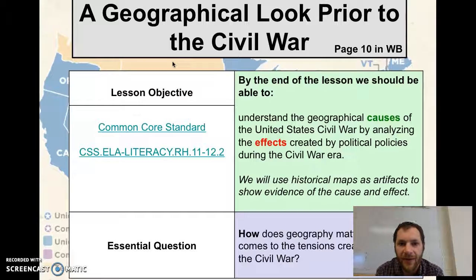Our objective today is that by the end of the lesson, we should be able to understand the geographical causes of the United States Civil War by analyzing the effects created by political policies during the Civil War era. We're going to use some historical maps that I found prior to this as artifacts to show evidence of cause and effect.